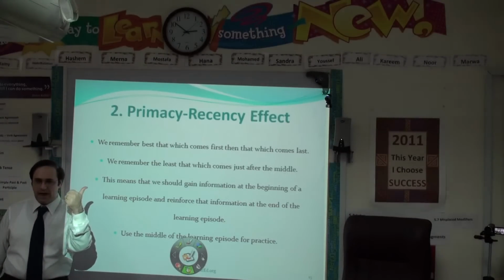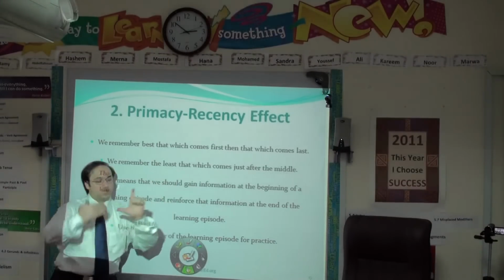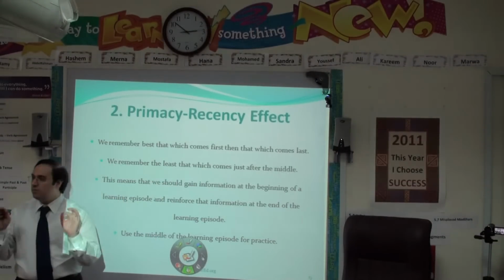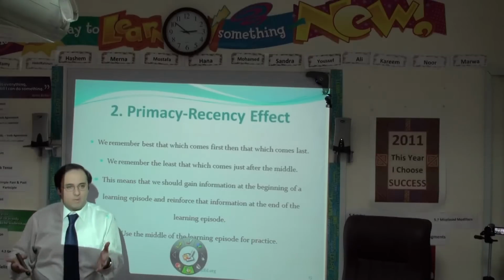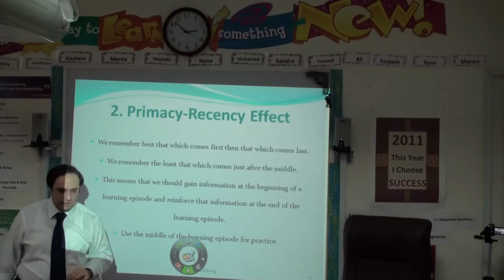The first thing we learned and the last thing we learned. We remember the least that which comes right after the middle. So the thing that we don't understand or we don't remember the most is what happens in the middle of our learning episode, in the middle of our lessons.